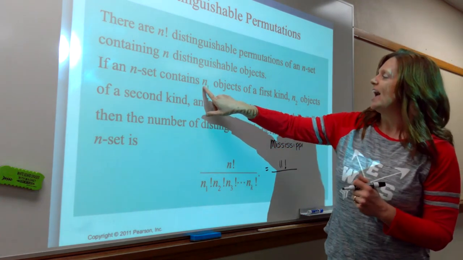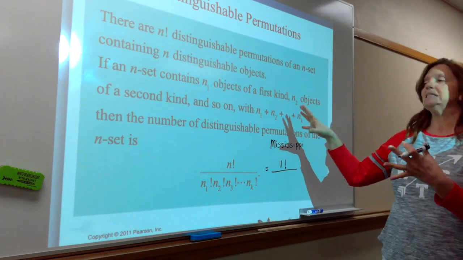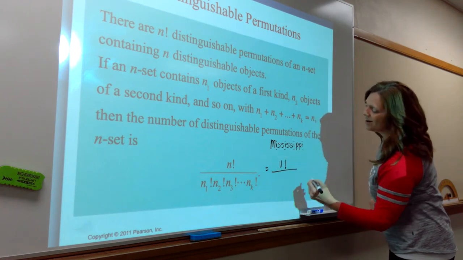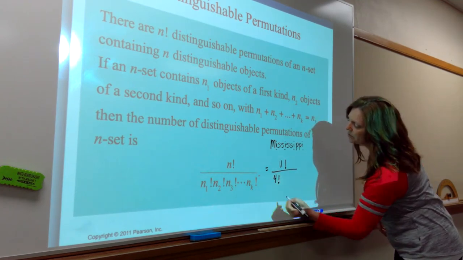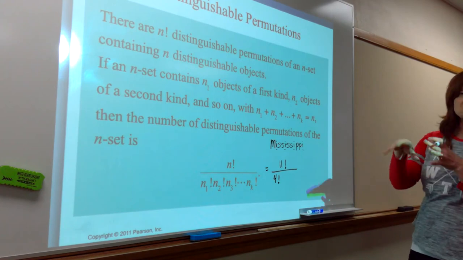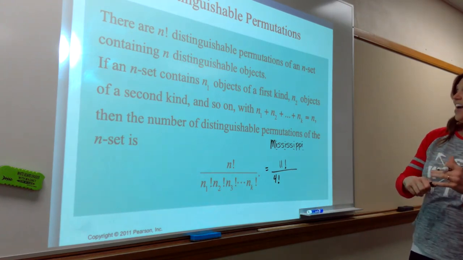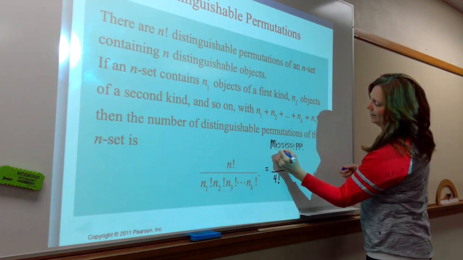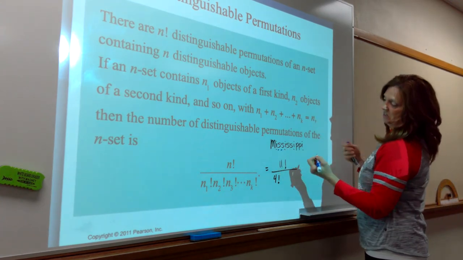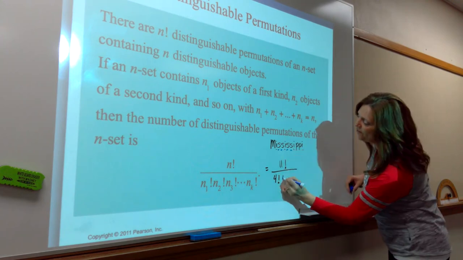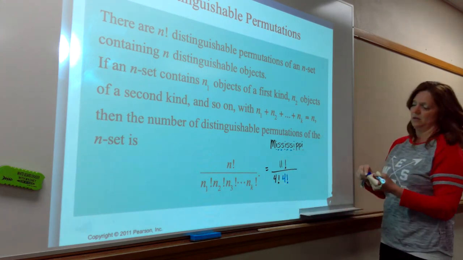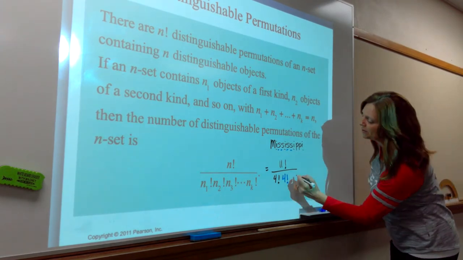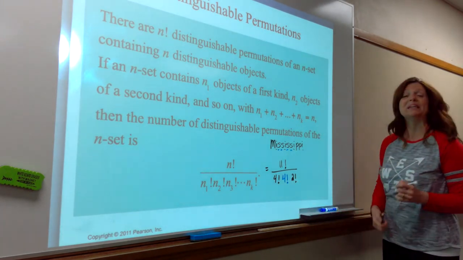So I have n sub 1 objects of a kind, the first kind. So I have i's, 1, 2, 3, 4 i's that are indistinguishable. So I'm going to divide those choices up because I don't know if it matters if I put that I first or the other I first. Then I have another set of s's that I can't tell. And if I put that one first or put that one first, it doesn't matter. Or that one or that one. So I'm going to divide by 4 factorial for the s's. And then I have p's that I can't tell apart either. So I'm going to divide by 2 factorial for my p's.